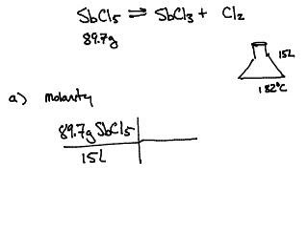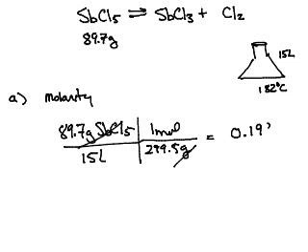Sb is 122, it looks like. 122 plus chlorine is 35.5 times 5. Molar mass is 299.5 grams in 1 mole. The grams will cancel, and I will get the molarity. So 89.7 divided by 15 divided by 299.5 on my calculator, I get 0.1996. I think we could probably safely say 0.20 molar.